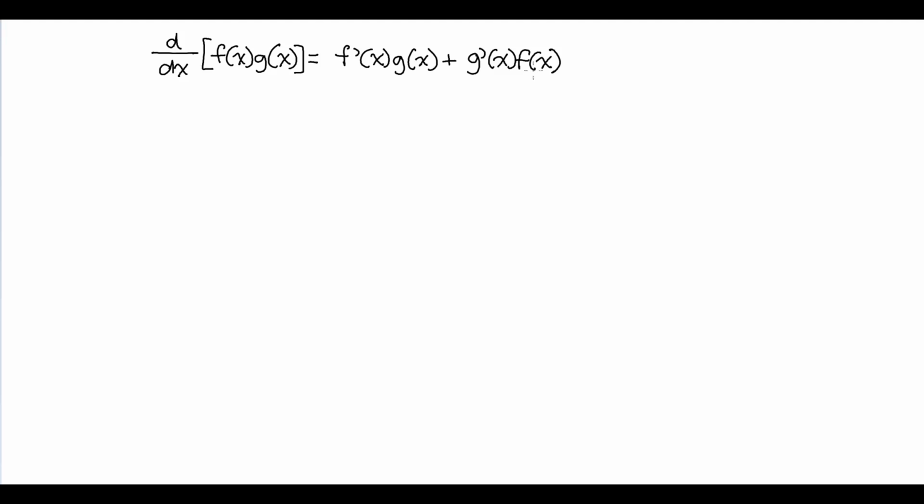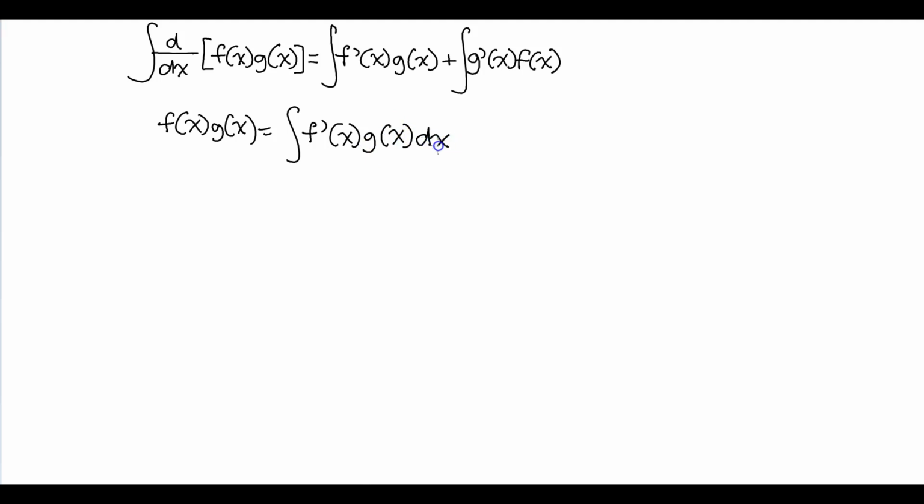So why don't we integrate with respect to x? If we integrate both sides with respect to x, the integral of that derivative will just be our product, f of x times g of x. So we're literally just taking the integral of all these terms with respect to x. So f of x times g of x equals the integral of f prime of x times g of x dx, plus the integral of g prime of x times f of x dx.